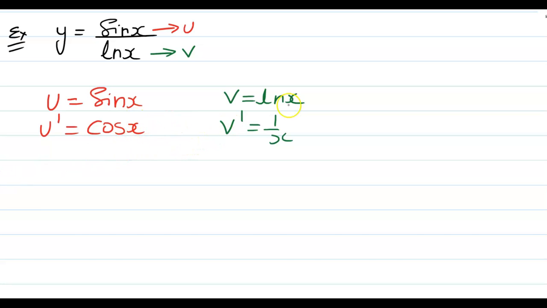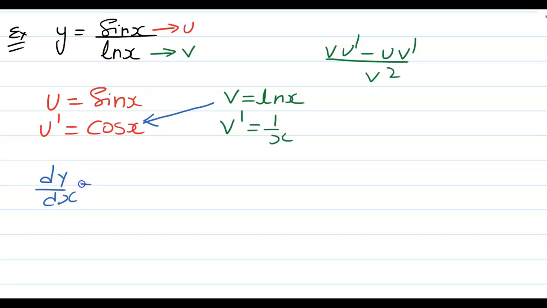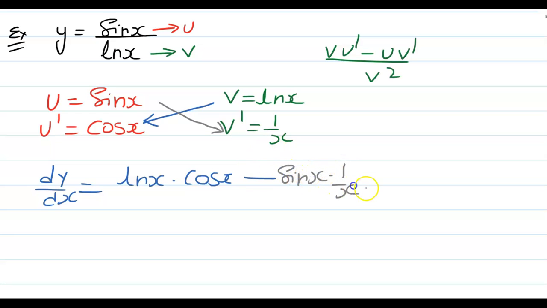Now what we need to do, our formula is v u dash minus u v dash over v square. So we start from here. For v u dash, this arrow we follow first. So dy over dx, v u dash, that is ln x dot cos x, where dot is multiplication. Then you put a minus sign, and we take this one, sin x into v dash, so sin x times 1 over x. Now this whole thing is divided by v square, v is ln x, so it will be ln x whole square.